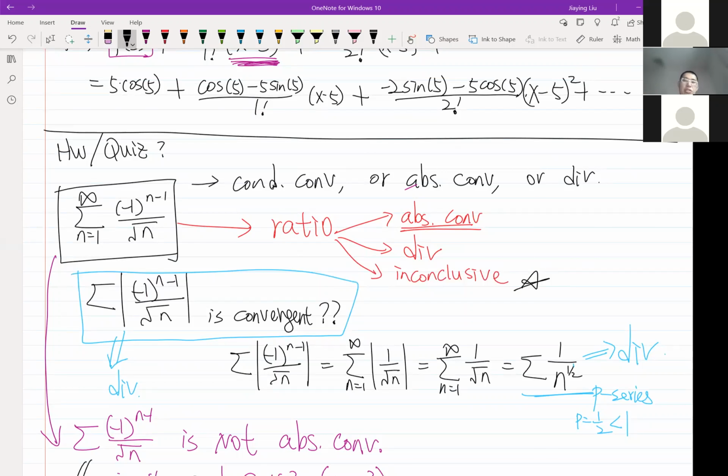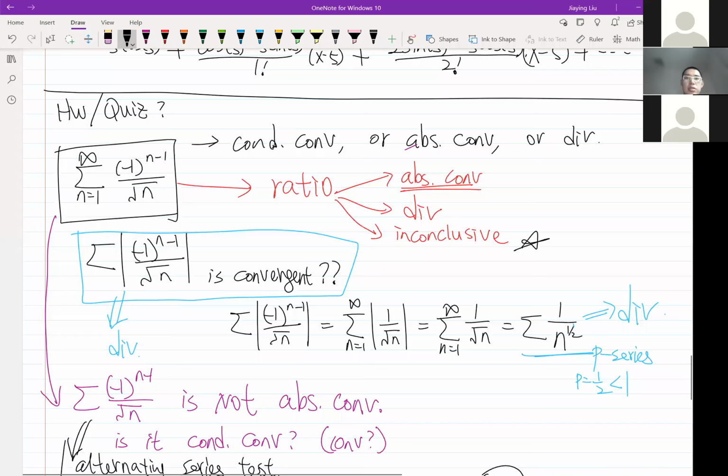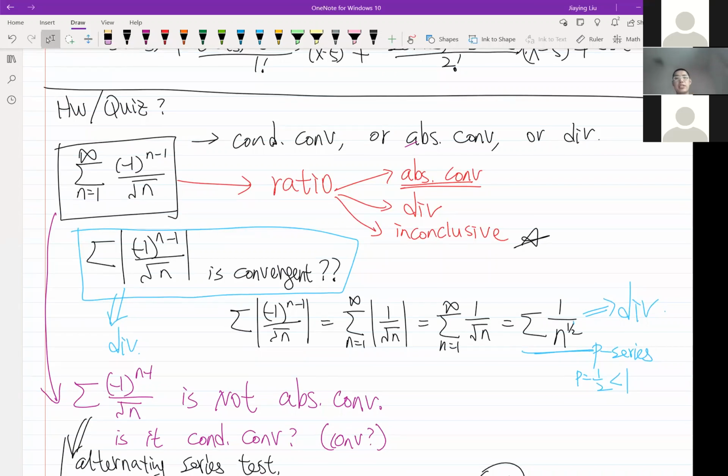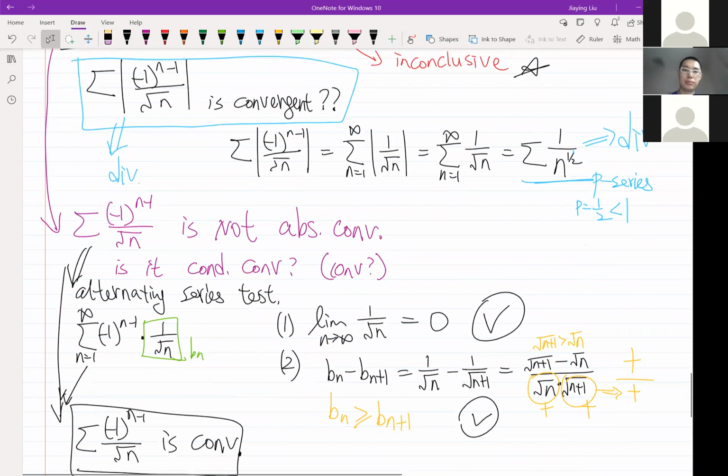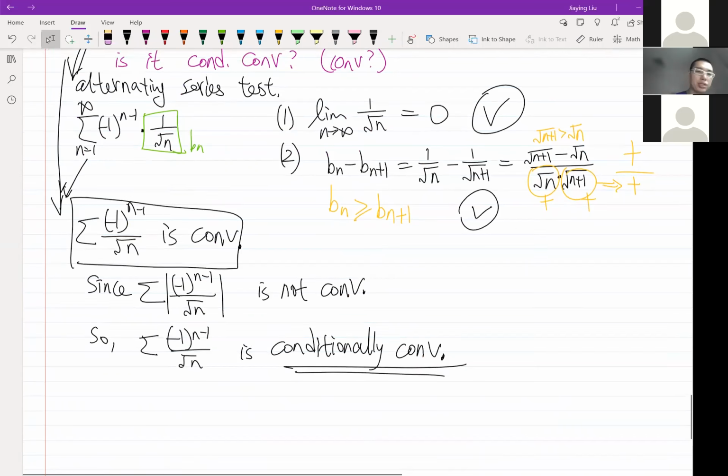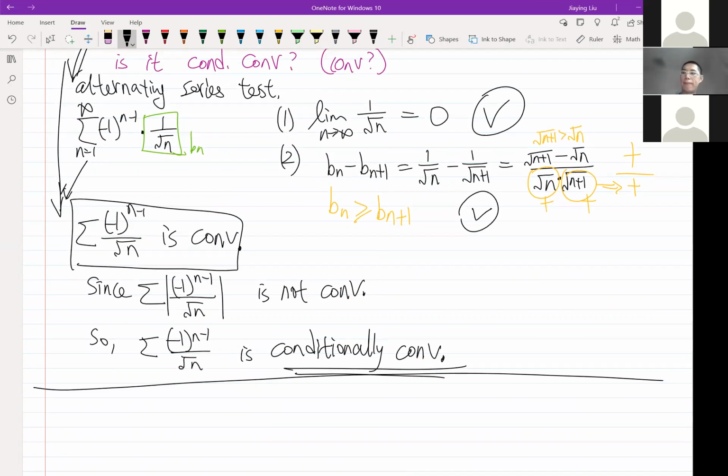I mean, the work we did shows that it's not absolutely convergent, it's not divergent. So it's conditionally convergent. The ratio test doesn't tell us that. Good question. Any other questions?